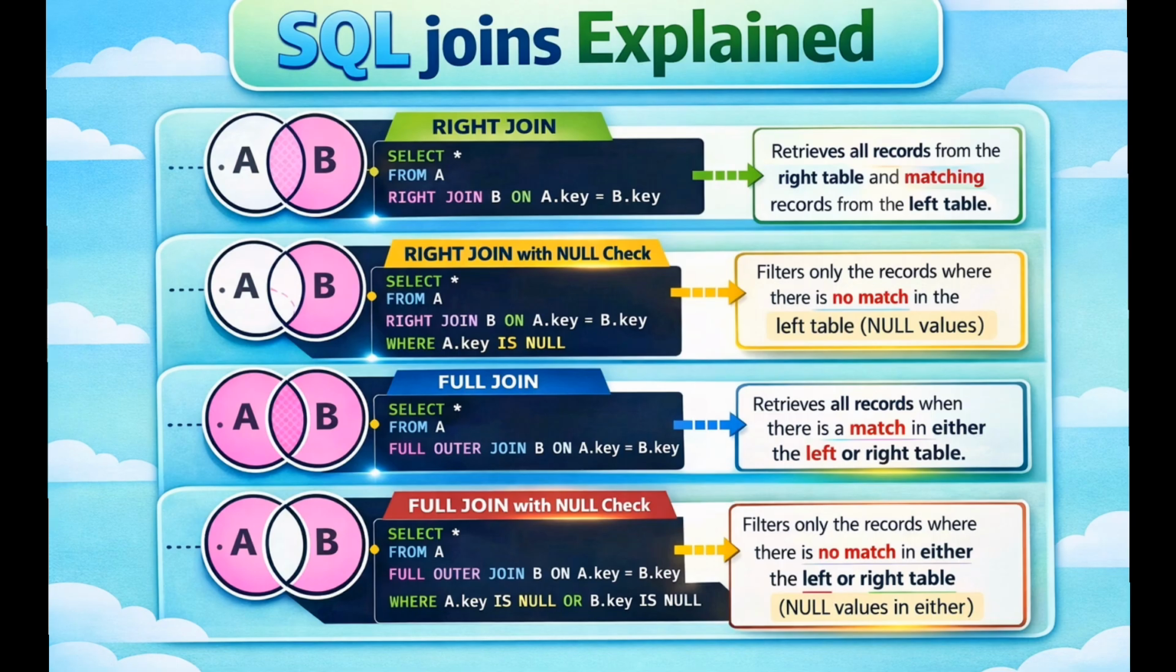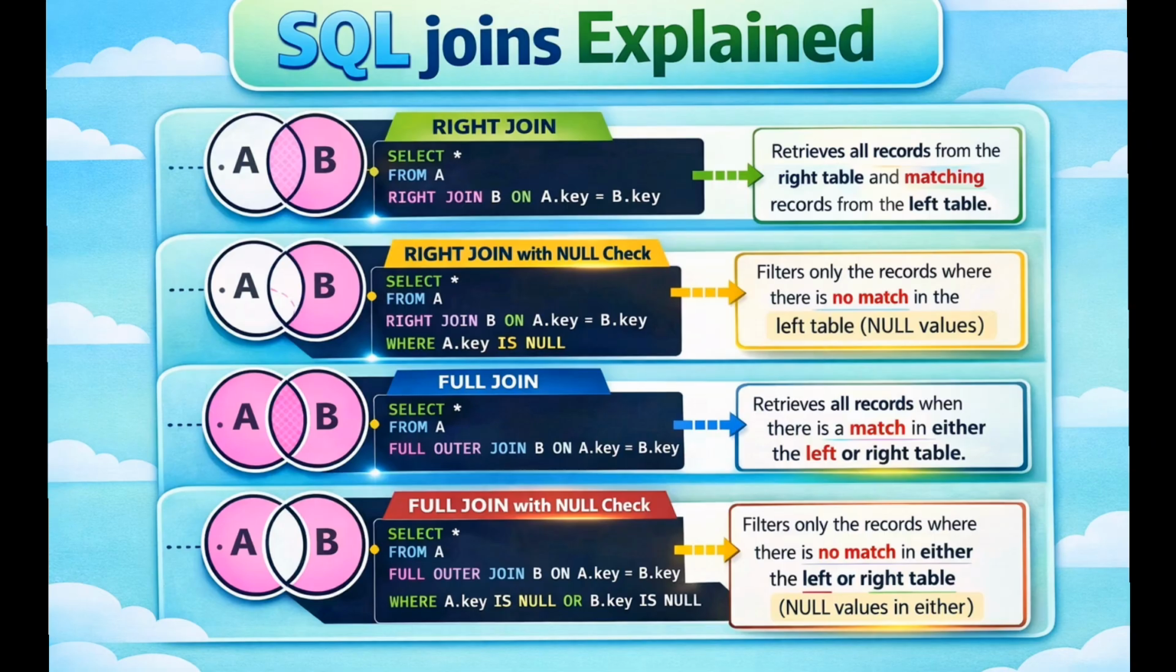Next is right join with a null check. This is used when we want to find records that exist in the right table but do not exist in the left table. The SQL query looks like this. Select all from A right join B on A.key equals B.key where A.key is null. After performing the right join, we filter the results to keep only rows where there is no match in the left table. This is very useful for finding unmatched records or missing relationships between tables.